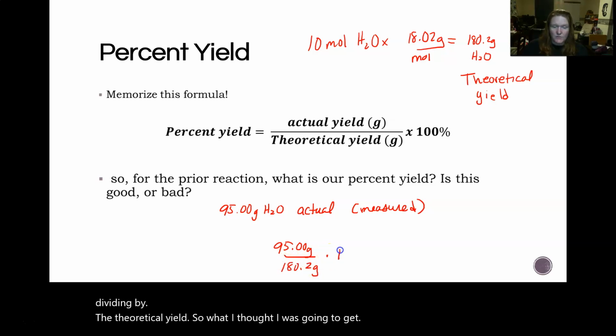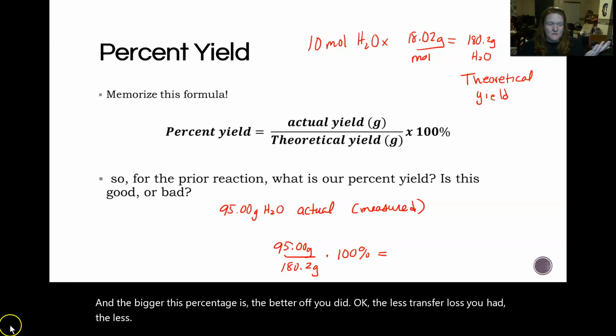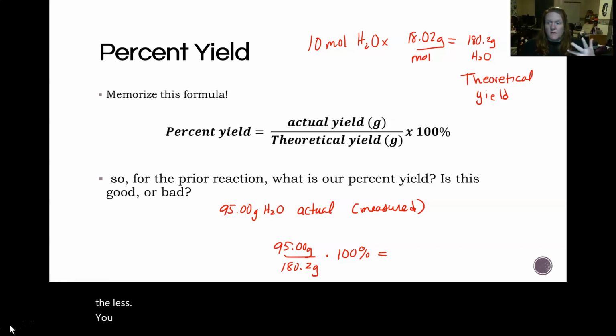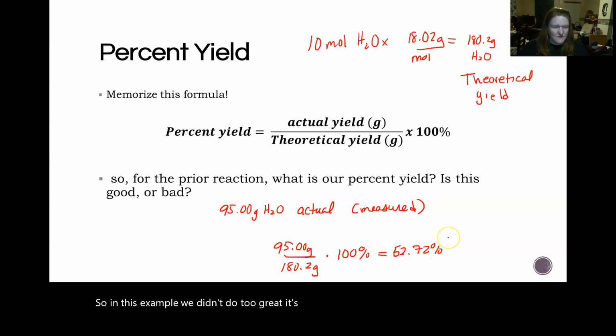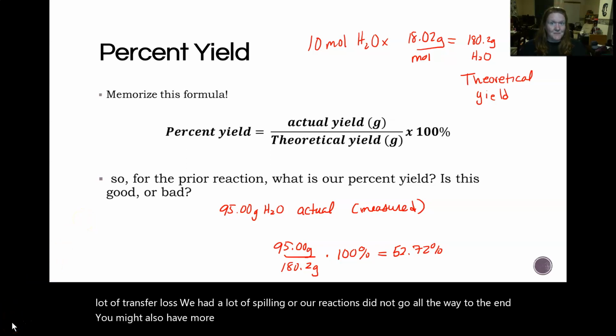And the bigger this percentage is, the better off you did. Okay, the less transfer loss you had, the more product you formed. So in this example, we didn't do too great. It's 52.72%. That's like getting a 52% on a test. We had a lot of transfer loss. We had a lot of spilling, or our reactions did not go all the way to the end. You might also have more than 100%. That means you have contamination, usually from water.